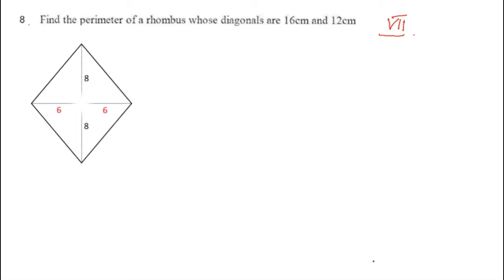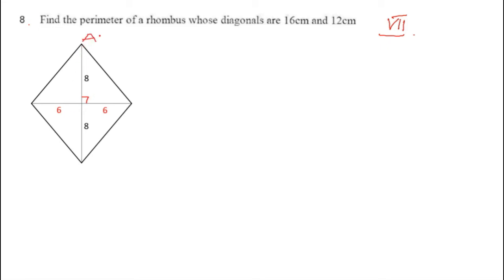Next question. Find the perimeter of a rhombus whose diagonals are 16 centimeter and 12 centimeter. This is not a very new question. This was there in class 7th in one of the exercise questions. Let's take a rhombus. Here, look at the diagonals.